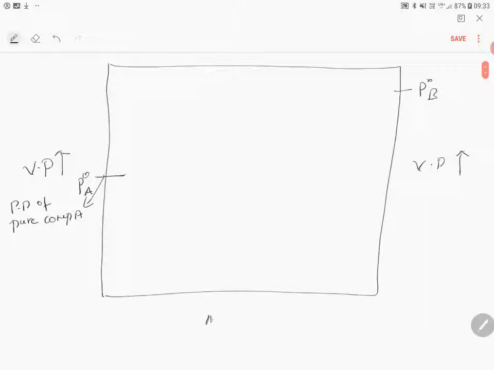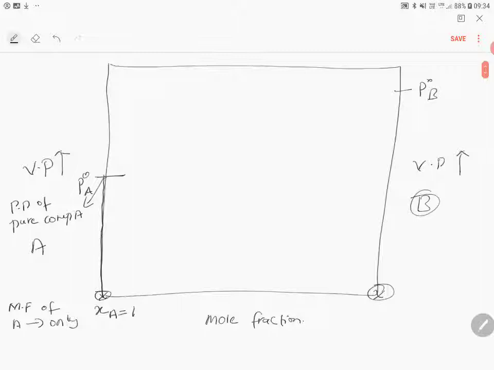In the x-axis, you will have mole fraction. So, since this axis is discussing component A, and this particular y-axis is discussing component B, we can say that this would be pure component A. This particular point represents mole fraction of component A only. Similarly, this particular point represents mole fraction of component B only.